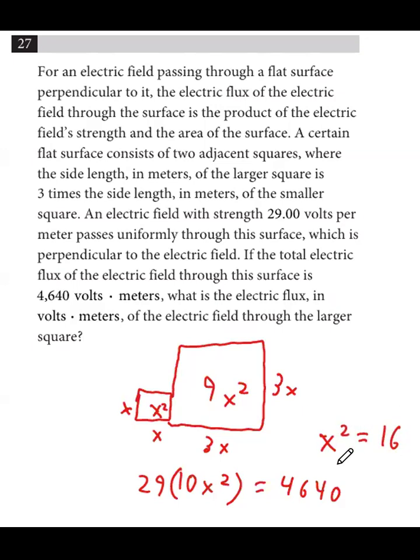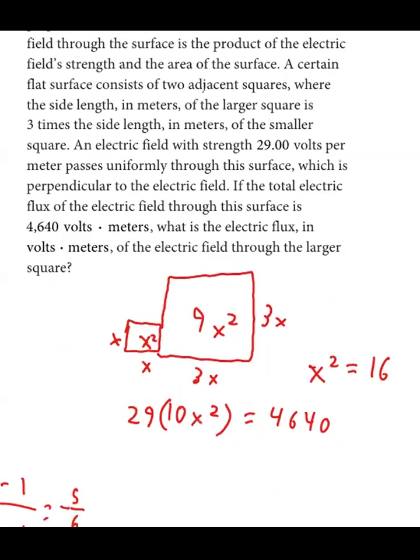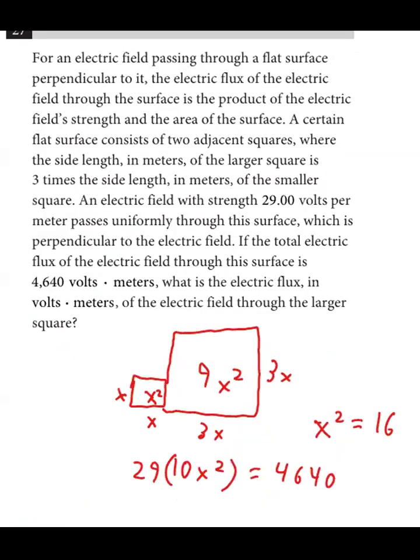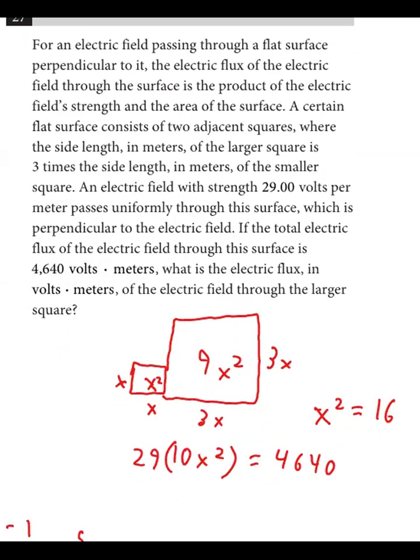So we could simplify to find the side lengths, but we don't really need it. We know that x squared is 16, and we know that the area of the big box, cube, whatever it's called, is 9x squared, and we're asked to find the electrical flux through the larger square. So we'll just do the same thing, except instead of 10x squared, it's 9x squared.